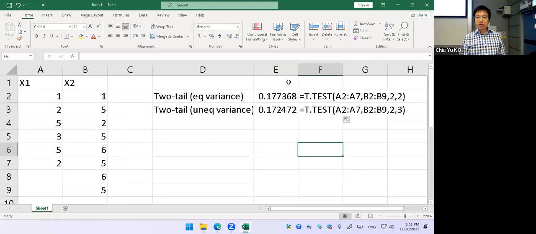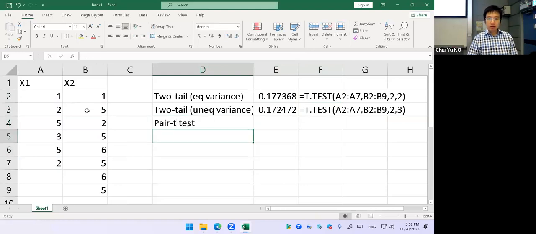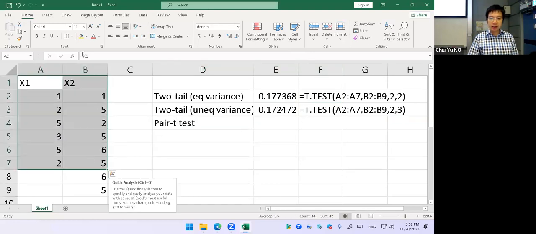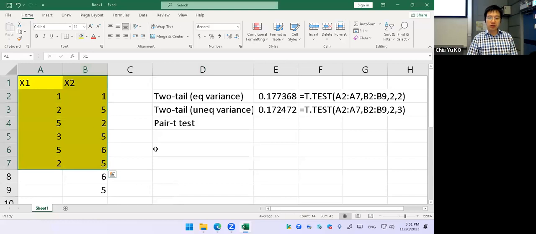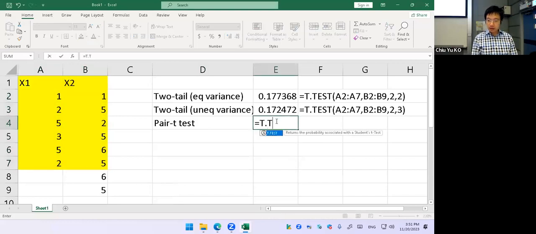So the next is I want to do the paired t-test. In that case, I only care about the difference, since each one can be paired. So I only use this data. I don't use the last two because they're not paired. Okay. So how do I do that? T.TEST. Okay.